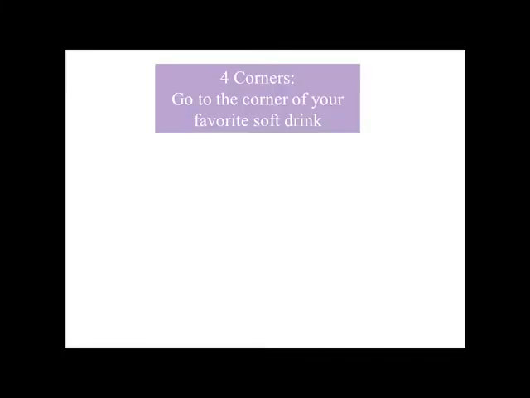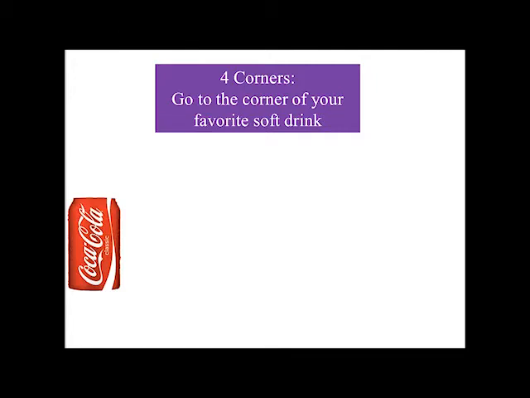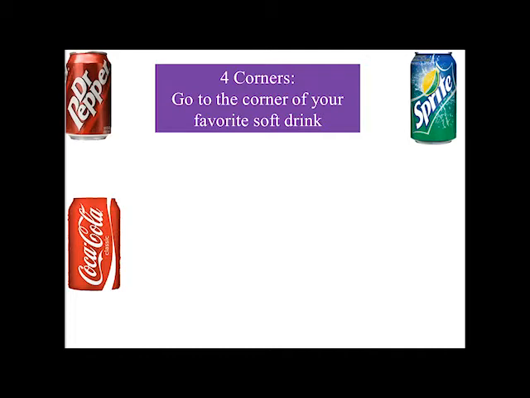Let's take a look at the instructional steps required of students to complete this activity. Organize students into 4 groups using a 4 corners activity. Corner 1, liking Coca-Cola best. Corner 2, Sprite. Corner 3, Dr. Pepper. And Corner 4, Gatorade. Corner designations may be various types of candy, soft drinks, vacation destinations, sports, types of food, etc.